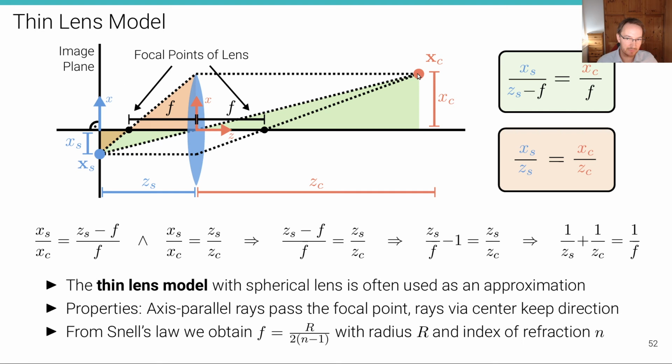So here we have a ray from a 3D point passing through the center, keeping its direction. Here we have a ray that's parallel to the principal axis, and that is then refracted in that lens in the direction of the focal point and passes through the focal point. So all the rays that pass through the focal points and through the lens are then turned parallel to the principal axis. And the same holds true for the other direction as well. Here we have a ray that passes through the focal point and that's turned parallel to this axis here.